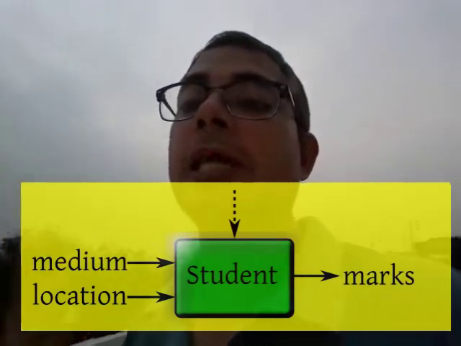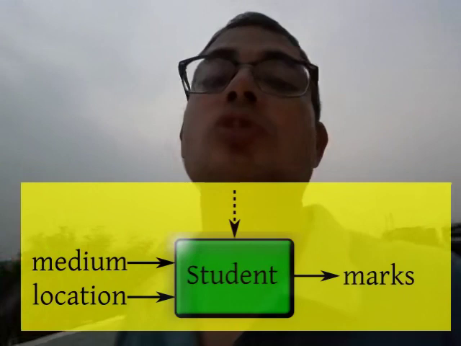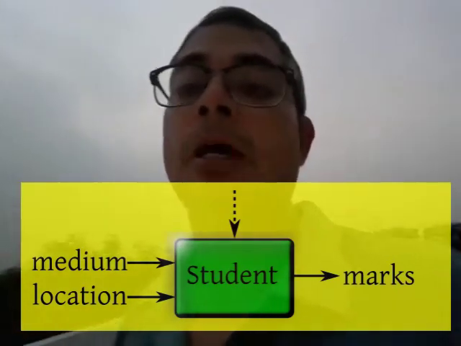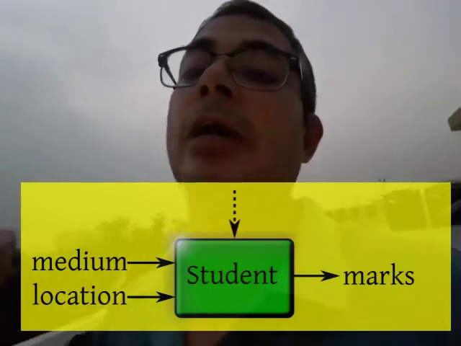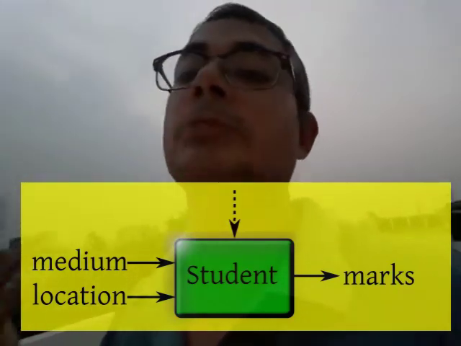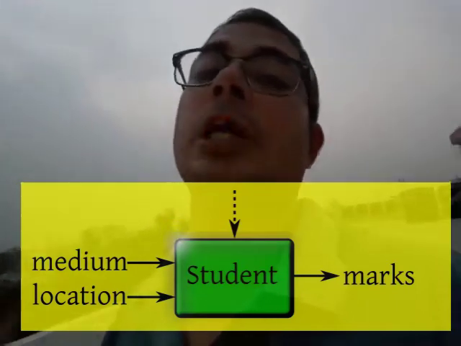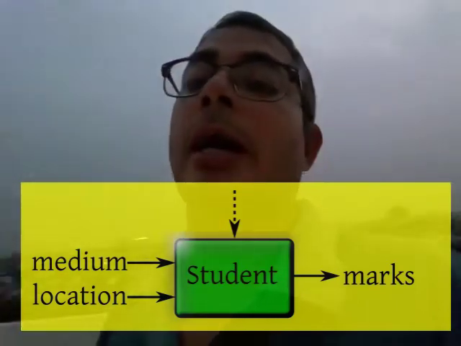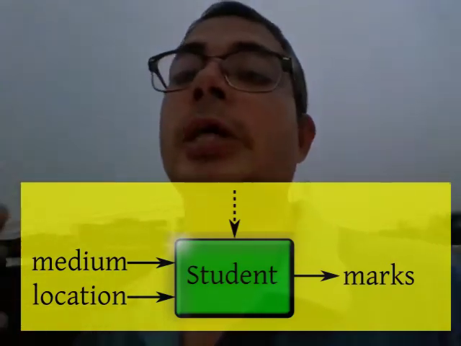Now here is yet another one. This is taken from a social study where a student is your basic system, and you want to see how effective is the medium and the location. Suppose medium happens to be 2 mediums, a vernacular and English. And the location could be rural or urban. So there are 2 here, 2 here.